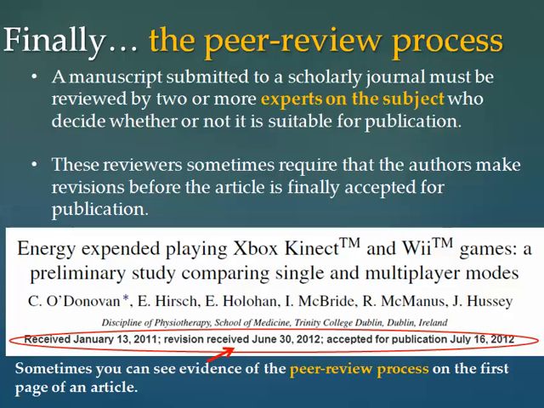Finally, there's the peer review process. A manuscript submitted to a scholarly journal must be reviewed by 2 or more experts on the subject who decide whether or not it is suitable for publication. These reviewers sometimes require that the authors make revisions before the article is finally accepted for publication. Sometimes you can see evidence of the peer review process on the first page of an article. For instance, here we can see by the dates when the article was received, revised, and finally accepted.